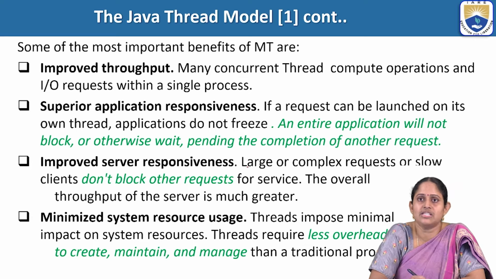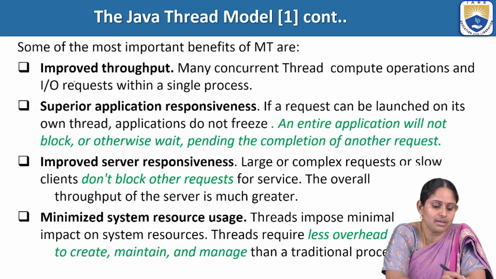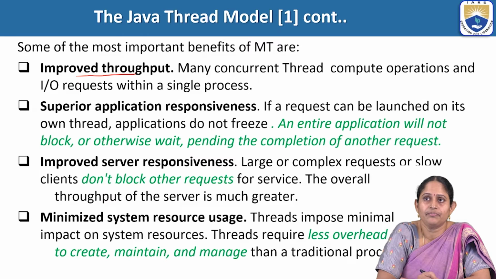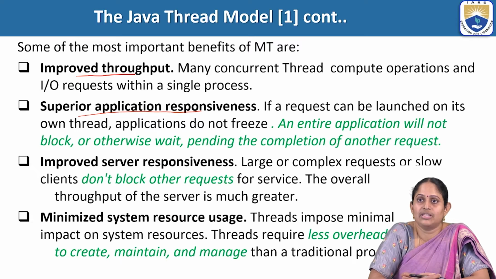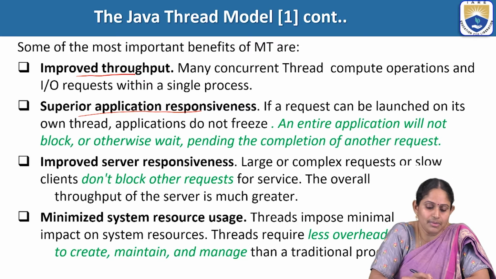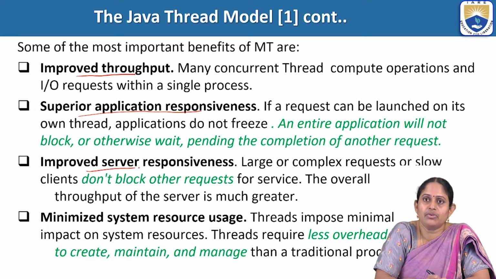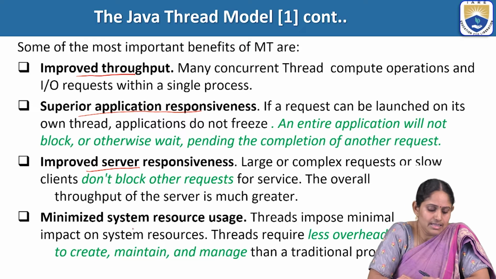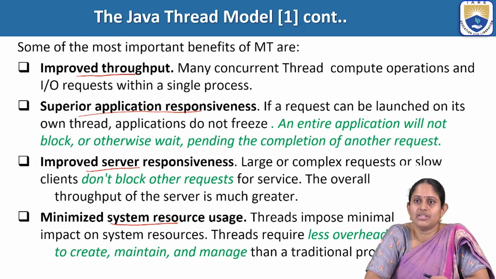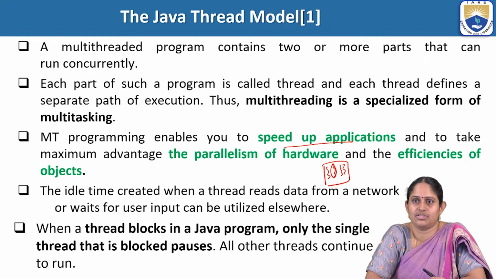Now, these are some of the benefits of making use of multi-threaded programs. It has improved throughput. Then you get superior application responsiveness, because the entire application will not get blocked or have to wait for a pending request or the completion of another request. It improves server responsiveness, as large or complex requests or slow clients don't block other requests for service. It minimizes system resource usage, since threads impose a minimal impact on system resources and require less overhead to create, maintain and manage than a traditional process.